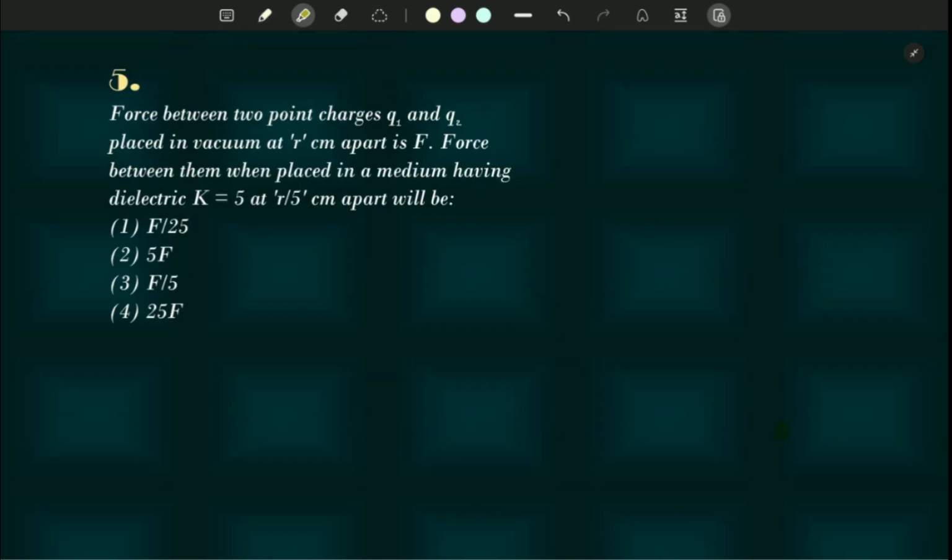So here is our next question. The force between two point charges Q1 and Q2 placed in vacuum, r centimeter apart, is F. Find the force between them when placed in a medium having dielectric constant K equals 5, at r by 5 centimeter apart. So first of all, F is equal to K Q1 Q2 by r square. This is equation number 1. Now the second force, F2, let this be F1.